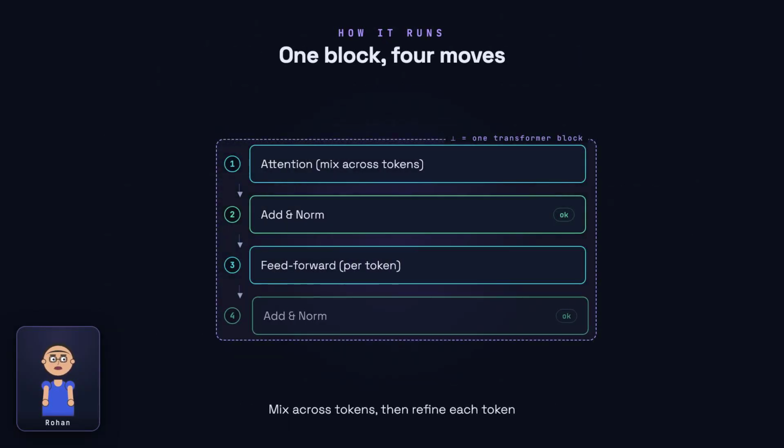Let's name the rhythm clearly. Mix information across tokens with attention, stabilize with add and norm, refine each token with the feed-forward, stabilize again. Those four moves together are one transformer block. Simple, repeatable, and always the same shape.